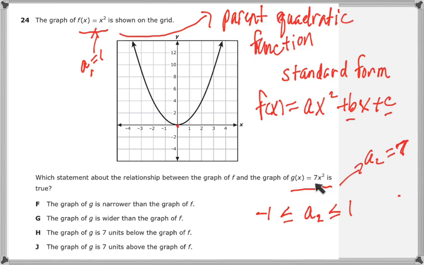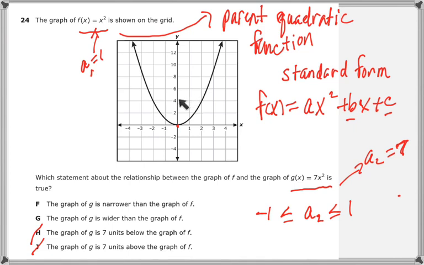Some of our values have become steeper, but the whole physical graph has not been what they call a rigid translation. The whole graph has not moved up 7 units. Okay, so we can rule out answer choice J. So let's look at answer choice H. The graph of G is 7 units below the graph of F. That would mean here we would have a -7 for our C value, but ours is 0. Okay, so go ahead and rule out that choice.